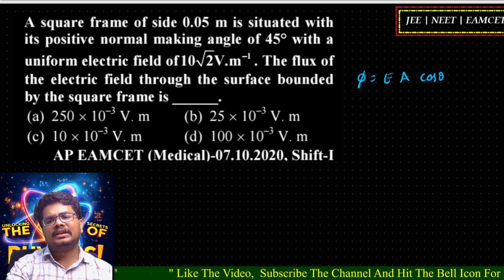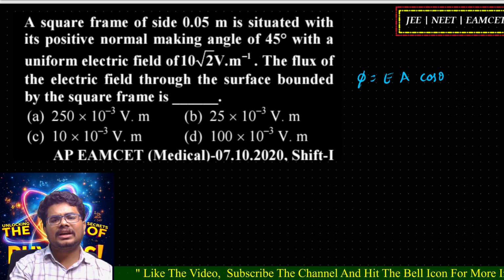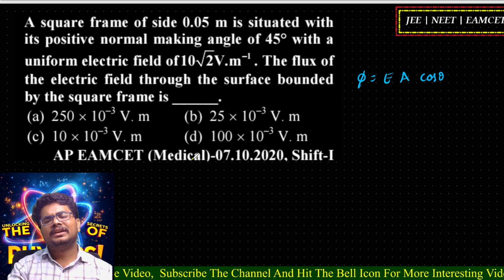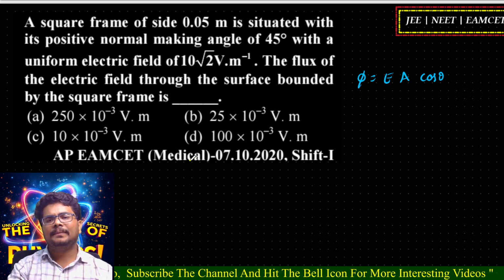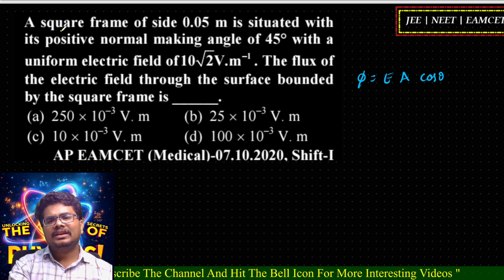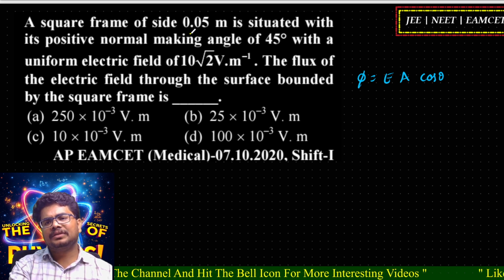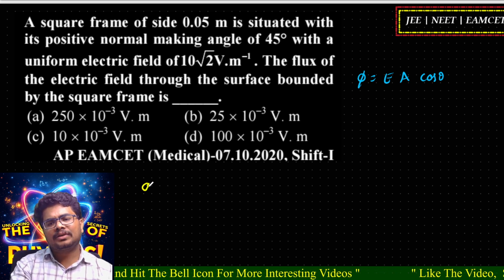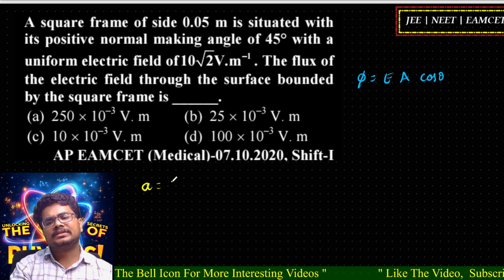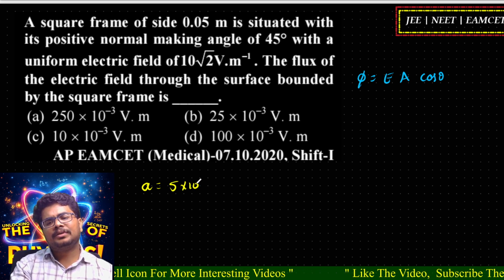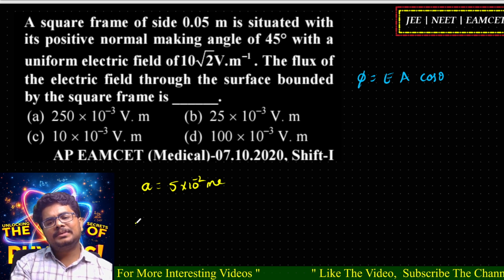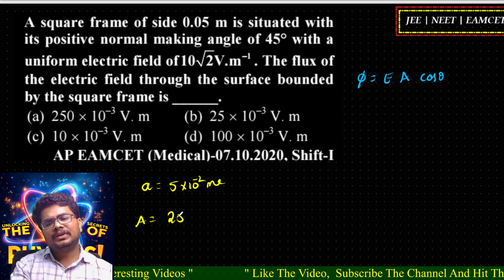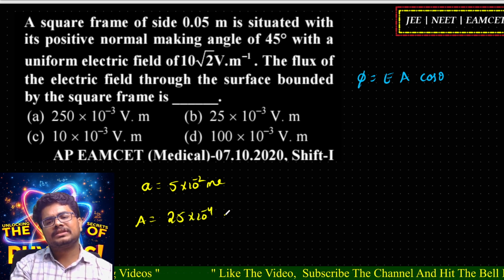Let me go to another question. This question I am taking from EAMCET. It's nothing EAMCET, nothing JEE, nothing NEET, physics we are learning. Keep that in mind. In this example, what did they give? A square frame of side 0.05. What side length did they give? a equals 0.05 meters. Means I write 5 into 10 power minus 2 meters side. Area means a square. Square of this is 25 into 10 power minus 4 meter square. Very good.